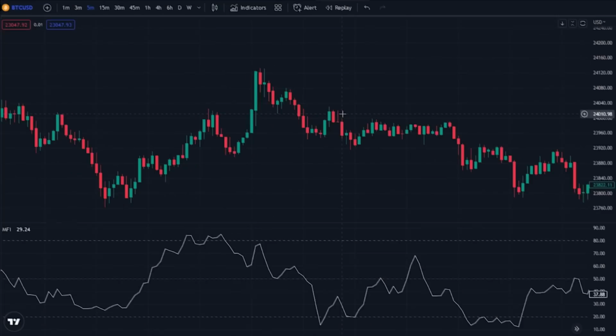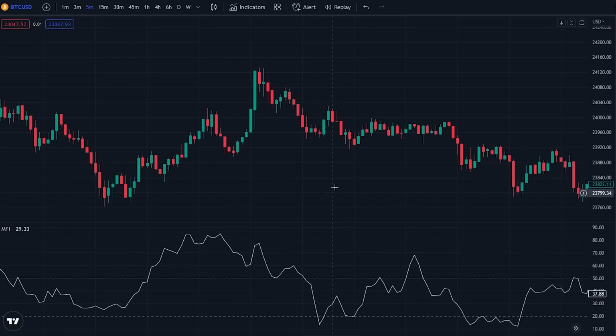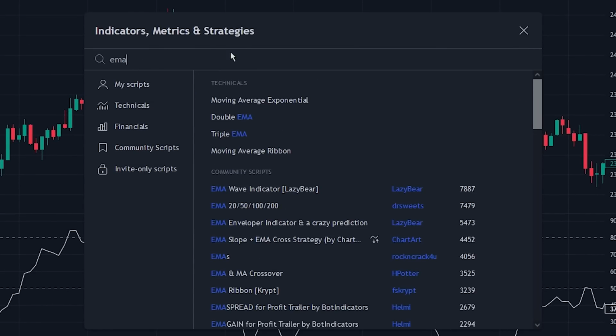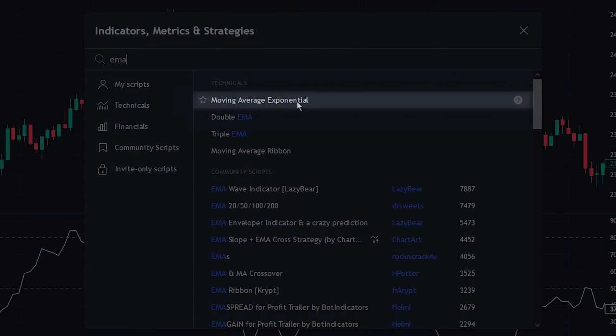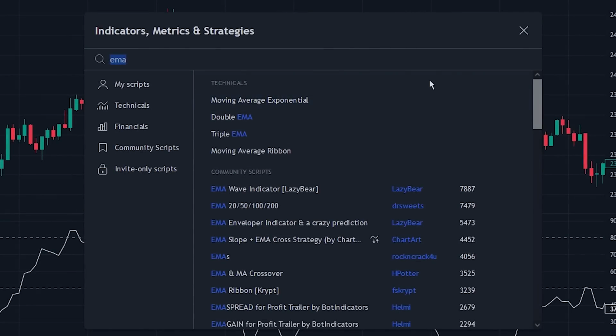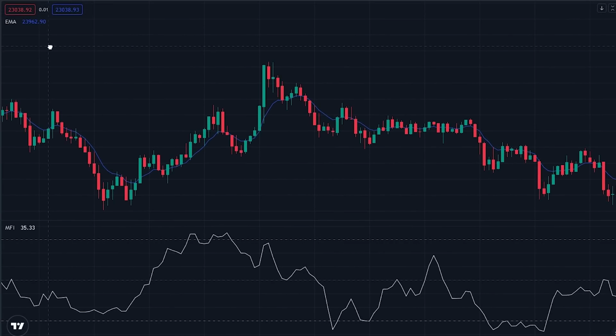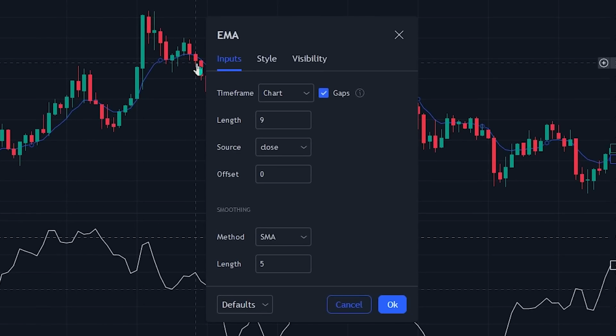Let's first add an extra indicator to the chart. Head over to the Indicator Search tab and search for the exponential moving average. We will be adding the indicator made by TradingView to the chart. Now let's change the indicator settings to optimize it for the strategy. Navigate to the Indicator Settings tab and click on the Inputs tab. We will be changing the length of the EMA to 200.